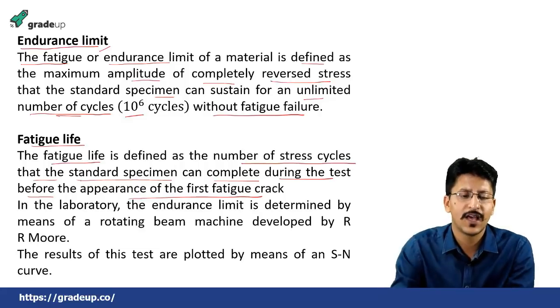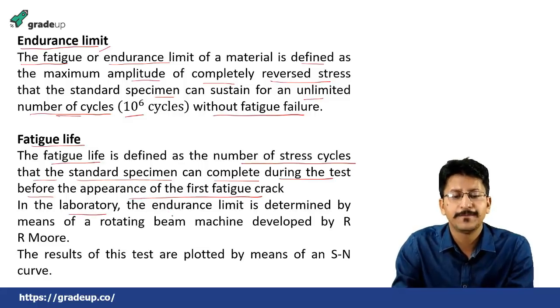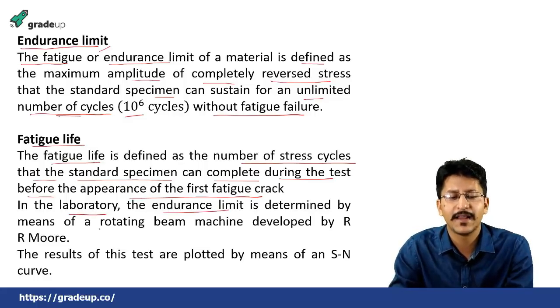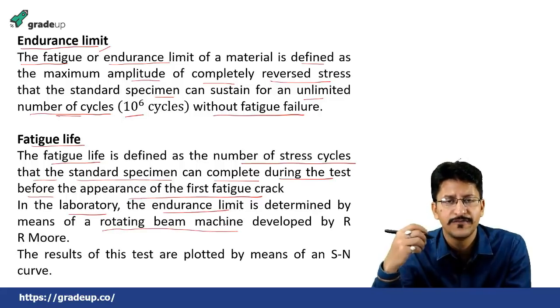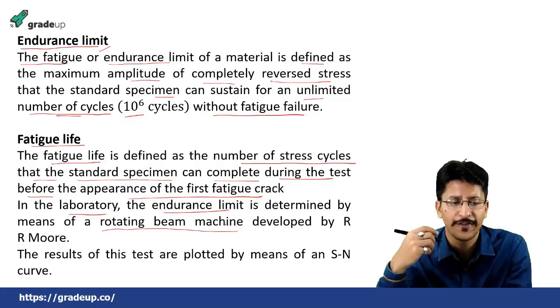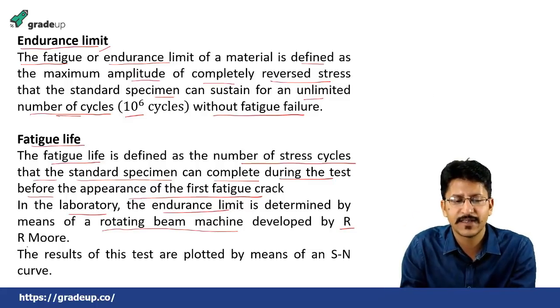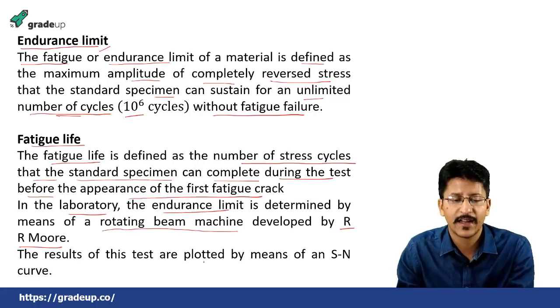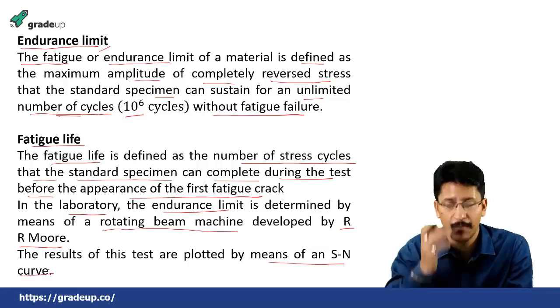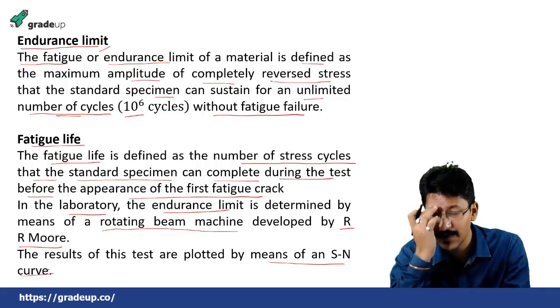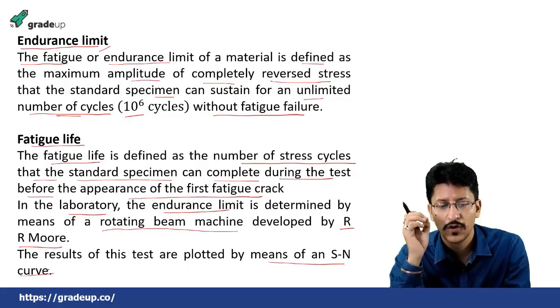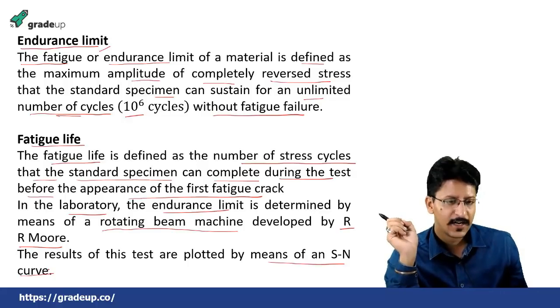In the laboratory, the endurance limit is determined by means of a rotating beam machine. This is the name of the machine used for determination of endurance limit, and this machine was developed by a scientist named R.R. Moore. The results of this test are plotted by means of an SN diagram. S means stress, N means the number of cycles.